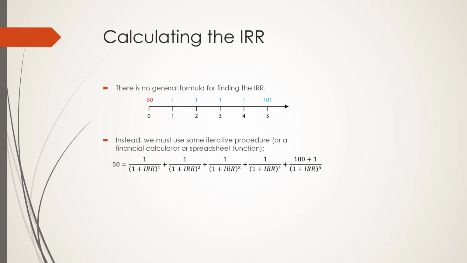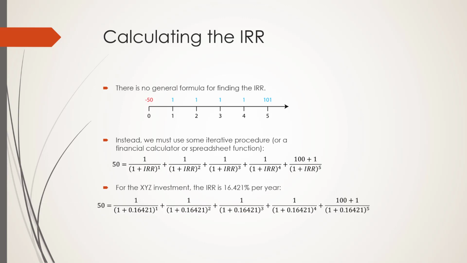So here's the setup. What we want is for the right-hand side of this equation to equal the left-hand side. So we need to find the IRR that we can plug into the right-hand side to make the right-hand side equal 50. And again, this is a trial and error process. There are intelligent ways to go about solving it, but we don't need to worry about those here because you're just going to use your calculator. Now, in this particular example, the IRR comes out to be 16.421% per period or per year. And so if you do this equation here, you'll see that you do in fact get 50.